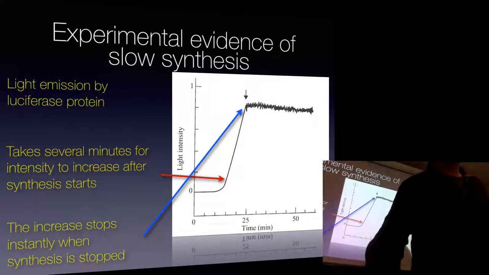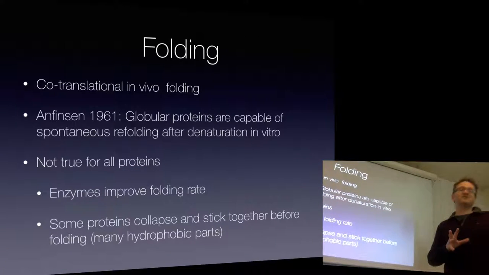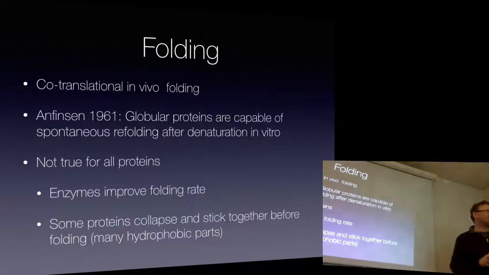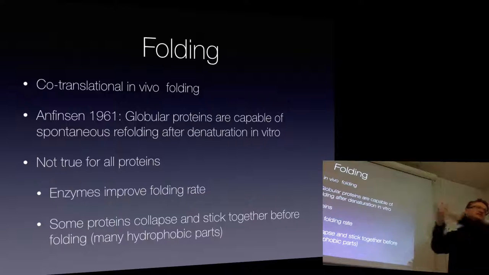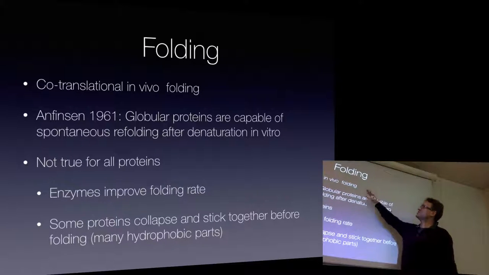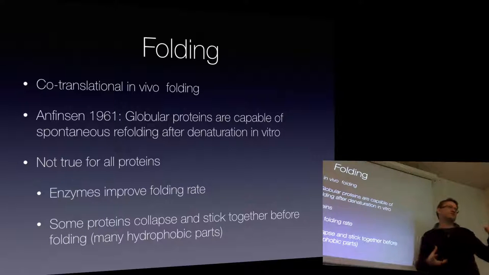So the problem with real folding in vivo is that you don't have this simple picture that first you produce the entire chain, and then the chain is in water, and then the chain decides to fold or not to fold. But you have so-called co-translational folding. So as you're translating this into a protein, the first part of the protein is starting to fold as it's coming out.